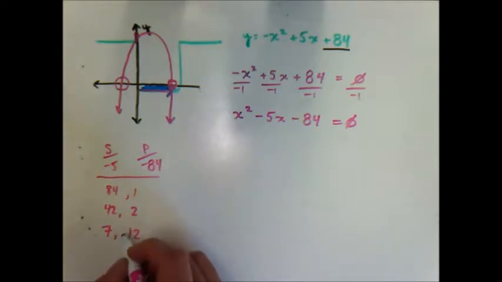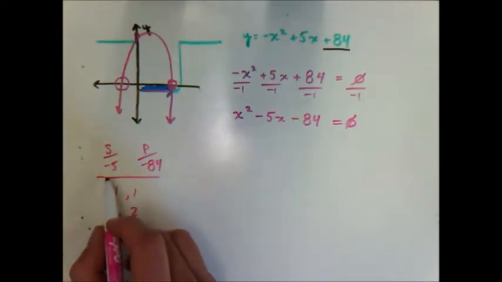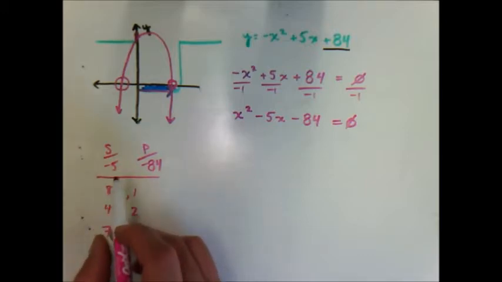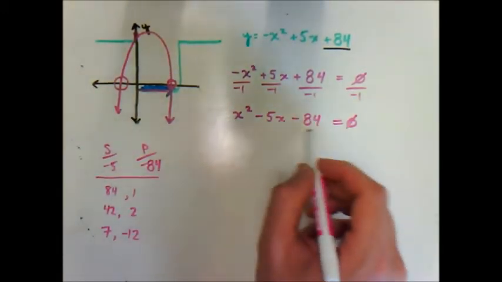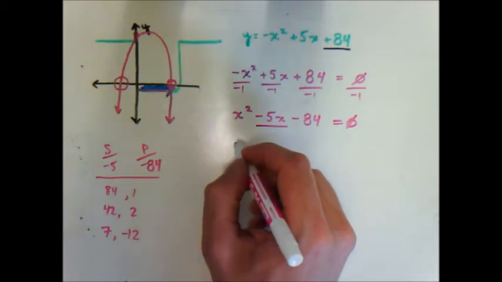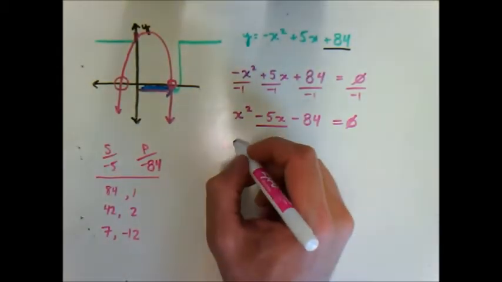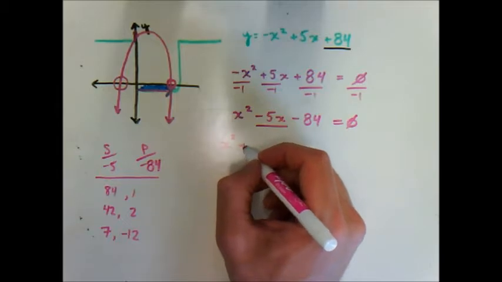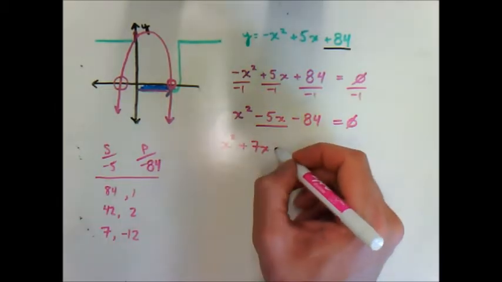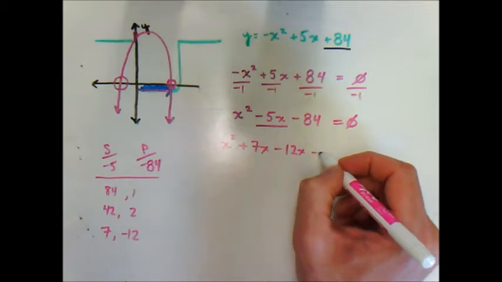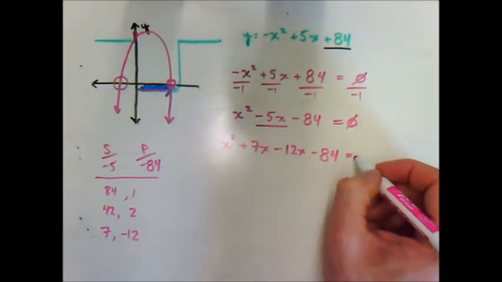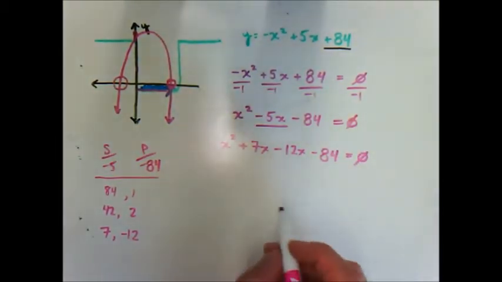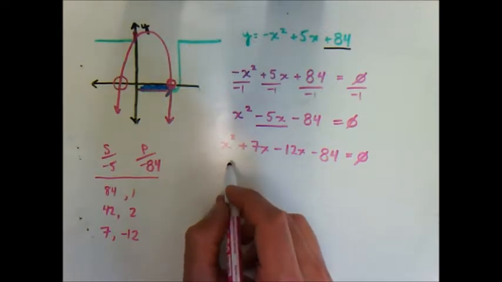Okay, the 12 is negative because they need to add to negative 5. So here we go. I can split up the middle term of the left side, and it does not matter which order I do it in. We're going to be left with x squared plus 7x minus 12x minus 84. We've not changed the value of either side. We've simply rewritten it so that we can group and we can factor.